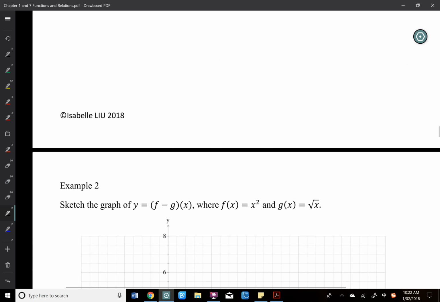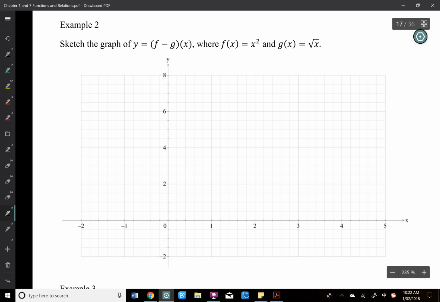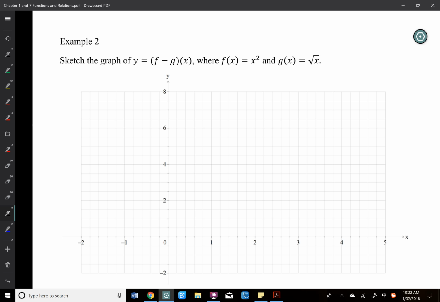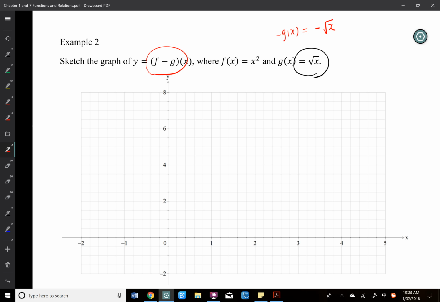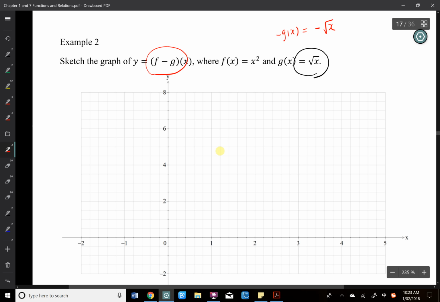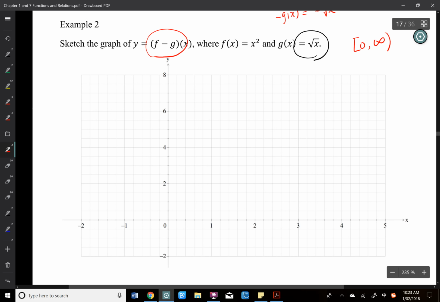Have a look at example 2. I want you to sketch f(x) equals x squared, g(x) equals root x. But you're not going to sketch root x. Why? You are doing f minus g, so you will do minus g(x). So minus g(x) will be negative root x. Sketch those two graphs first: sketch x squared and sketch negative root x. Let's make the domain 0 to infinity. Just sketch half of it.